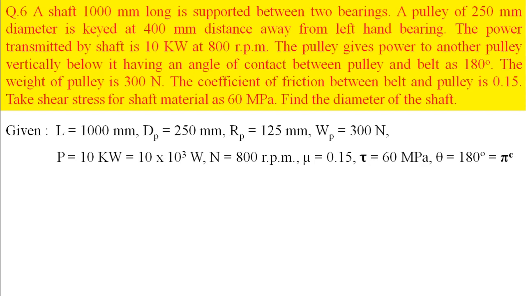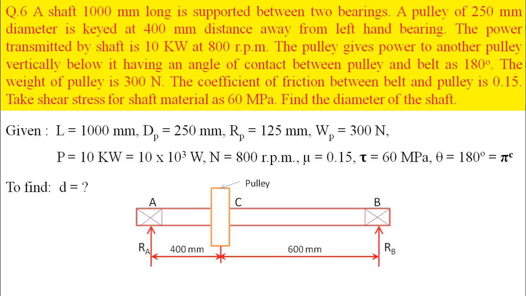Shear stress tau is equal to 60 MPa, means 60 Newton per mm square, and angle of contact of belt and pulley is also given, which is 180 degree. We have to convert it into radian. For that we have to multiply that 180 degree by pi by 180 degree. From that 180 gets cancelled and we will get theta in radian, which is equal to pi. To find small d is equal to what? Means diameter of shaft.